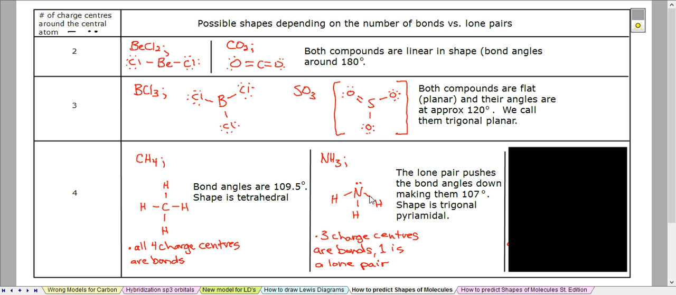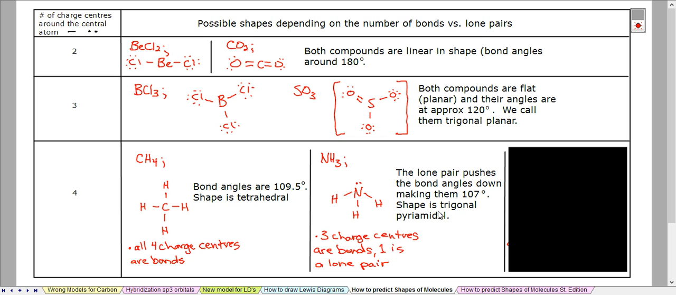So even though we only have 3 bonds, we have a lone pair. So the molecule is not flat because here we only have 3 charge centers. Here we have 4. You have 4 charge centers. The orbitals are hybridized. Because this is a lone pair, it's not quite 109.5, it's 107, but all you really need to know is that it's above 100 degrees. Alright, it's 100 degrees or above.